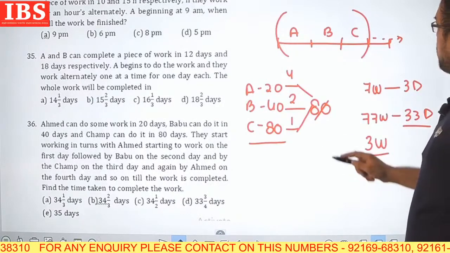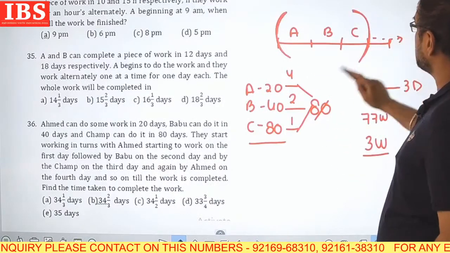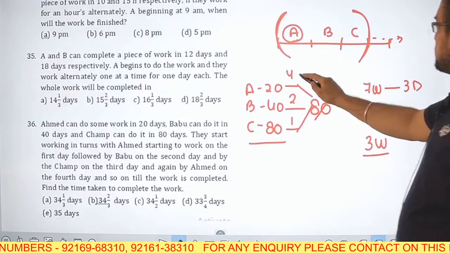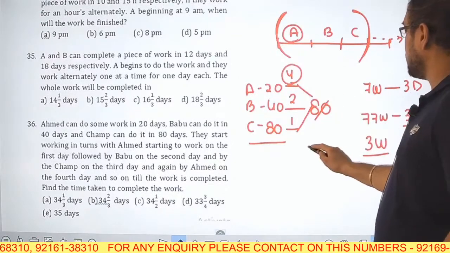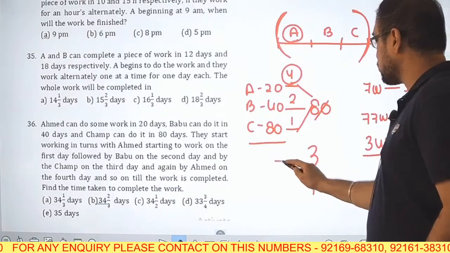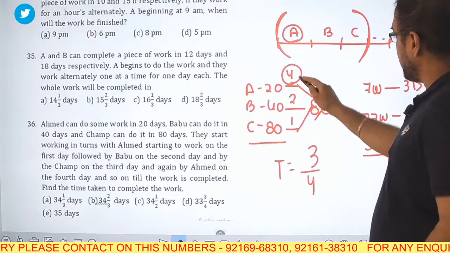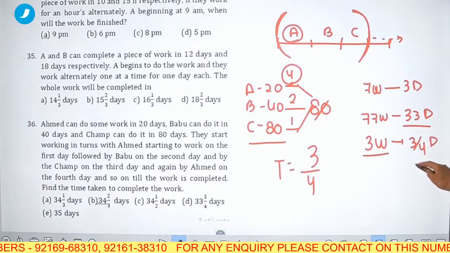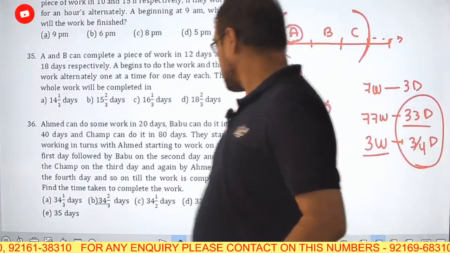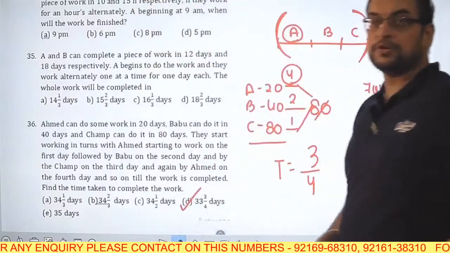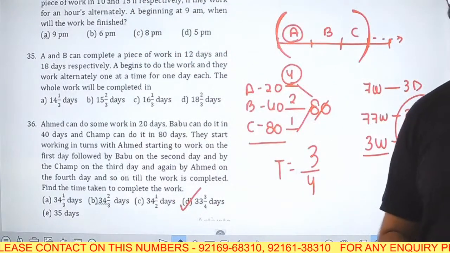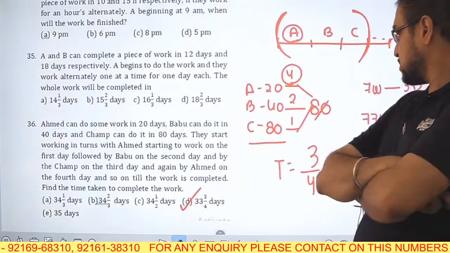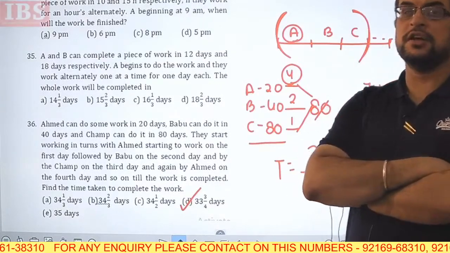Because this cycle gets completed 11 times, the next person who will come will be A. A's efficiency is 4 and work left is 3, so total time is work divided by efficiency, that is 3 by 4. So he will take 3 by 4 more days. The total is 33, 3 by 4, so D is the correct answer for question 36.